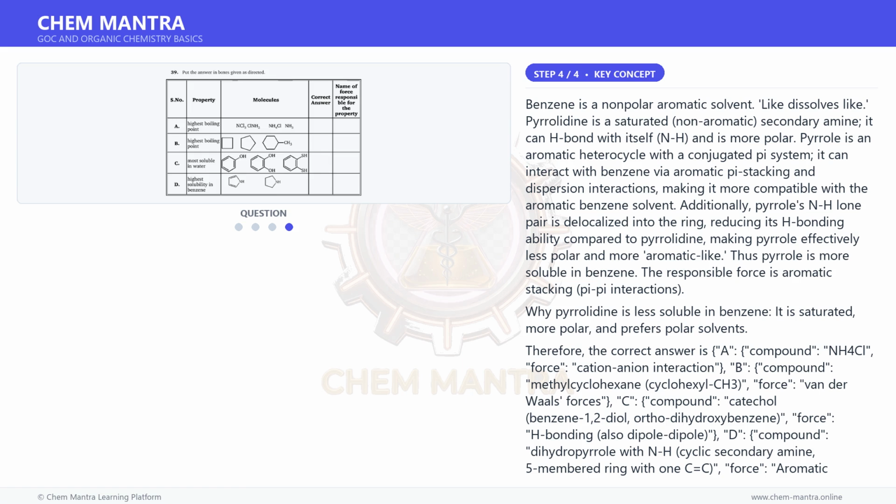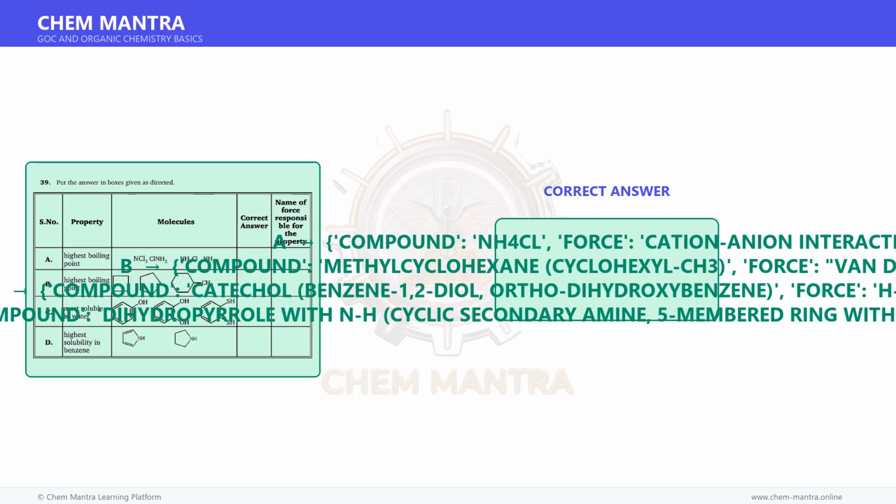C. Compound catechol, benzene 1,2-diol, ortho-dihydroxybenzene, force H bonding, also dipole-dipole. D. Compound pyrrole with NH, cyclic secondary amine, 5-membered ring with C=C, force aromatic stacking. Therefore, the correct matching is A.